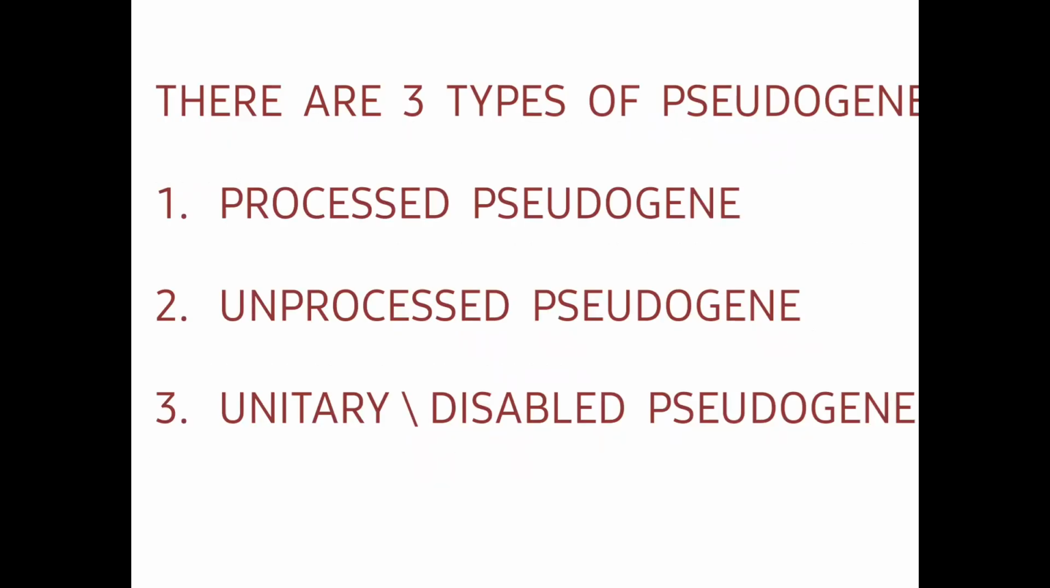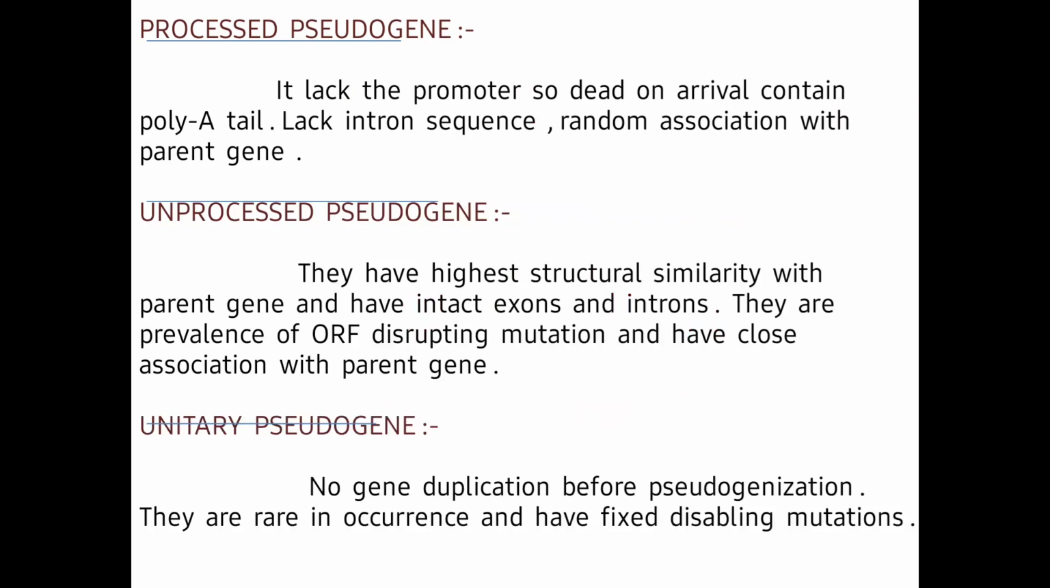Now we are going to see how many types of pseudogenes there are. There are 3 types: processed pseudogenes, unprocessed pseudogenes, and unitary or disabled pseudogenes. So let us see what they are. The first one is processed pseudogenes. They lack the promoter, so they are dead on arrival, and contain a poly-A tail. They lack intron sequences and are randomly associated with the parent gene.